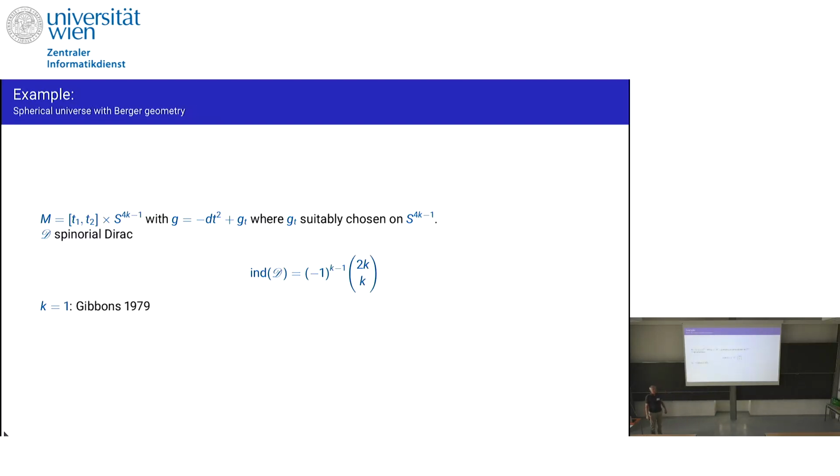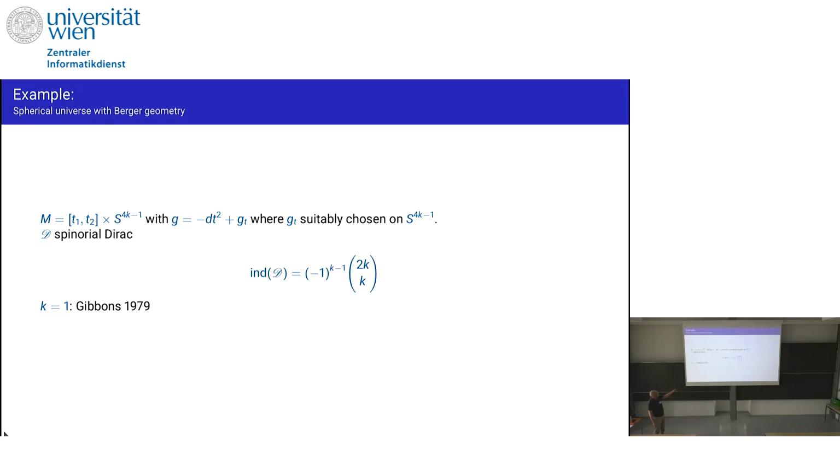And here's another example that was computed in 4 dimensions by Gibbons, but you can do it in any dimension divisible by 4. So you take a sphere, 4k minus 1 dimensional. So that's our space, cross it with a compact time interval. And now your metric is no longer a product metric because we choose a time-dependent metric on the sphere, which has to be chosen properly. And so these are certain Berger metrics, as they're called. So you can write them down explicitly.